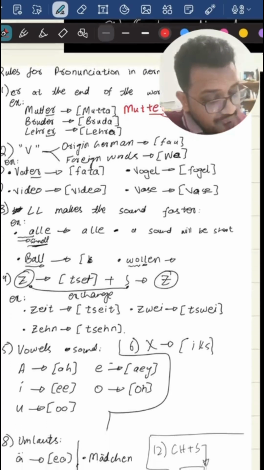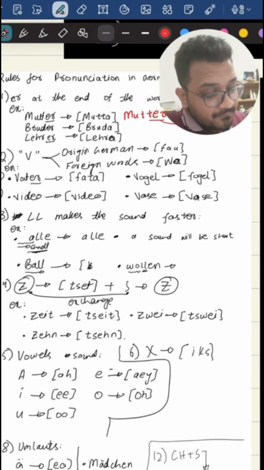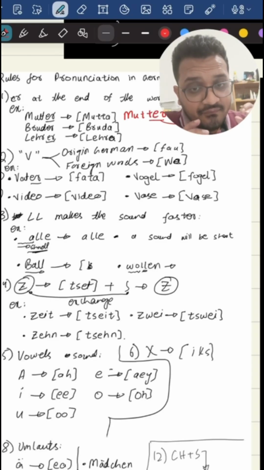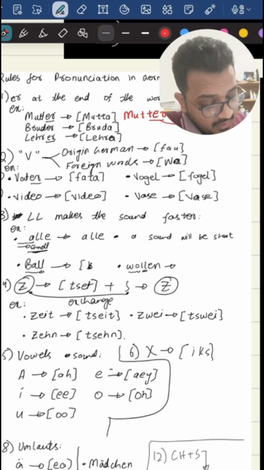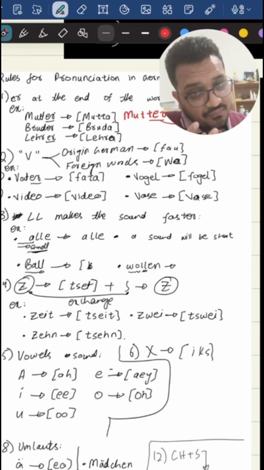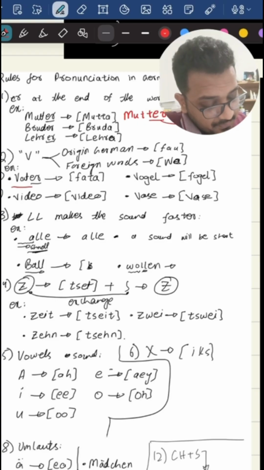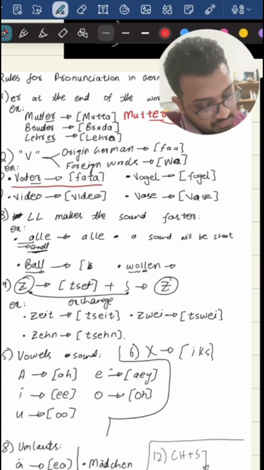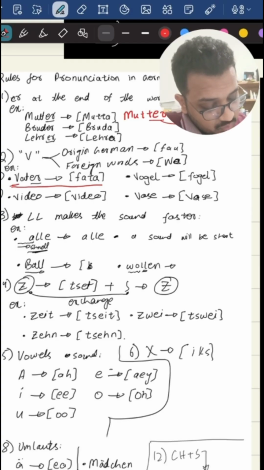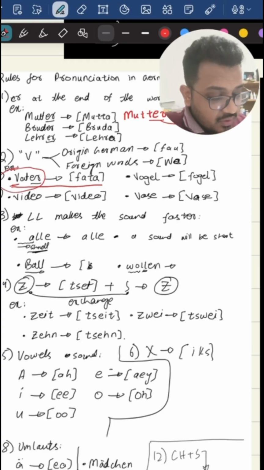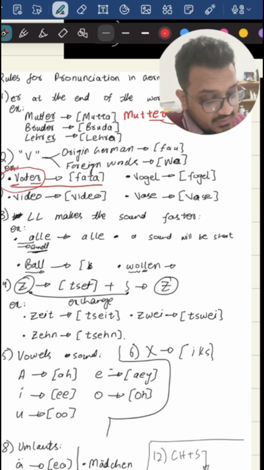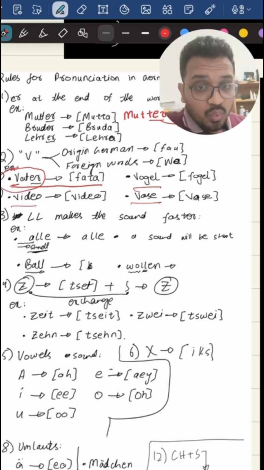Now we move to the second rule, which is V. In German, V has two sounds. If the word is of German origin, that V will sound as F. And if the word is a foreign word, then V sounds as V. Here you can see the example. Vater sounds as Fater, because this word is basically of German origin. Same as Vogel. But the difference here is Video and Vase, which are foreign words. That's why it sounds as V, not F.